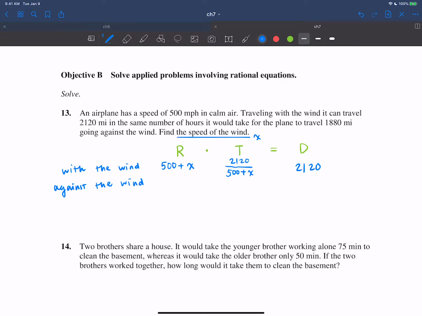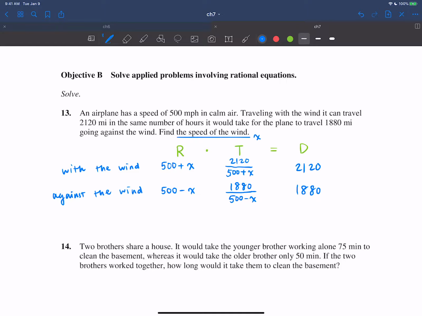And we're going to do the same thing for the second situation. Let's move it slightly down a little bit. The rate in this case, since you're traveling against the wind, will be decreased by the speed of the wind. So instead of adding x, you have to subtract x from 500. The distance in this case, according to the question, is 1,880. Using the same formula, we will divide the distance, 1,880, by the rate, 500 minus x, and that is our time for the airplane to travel against the wind.